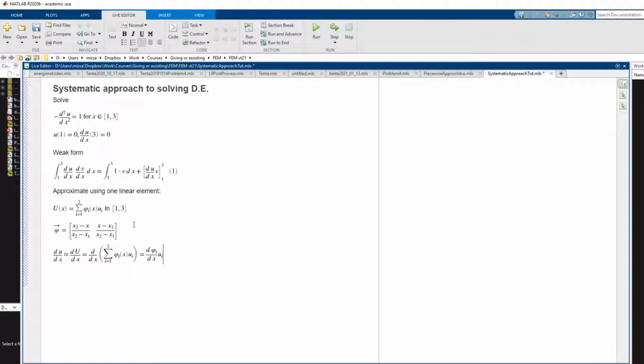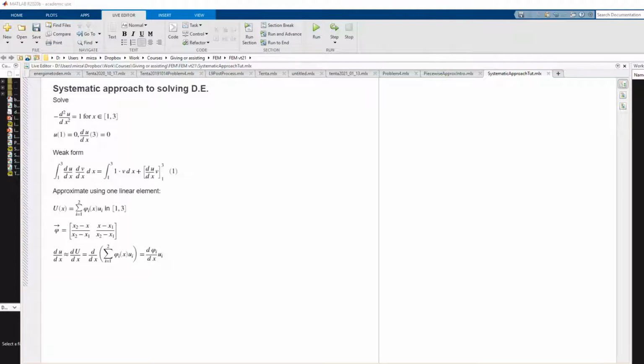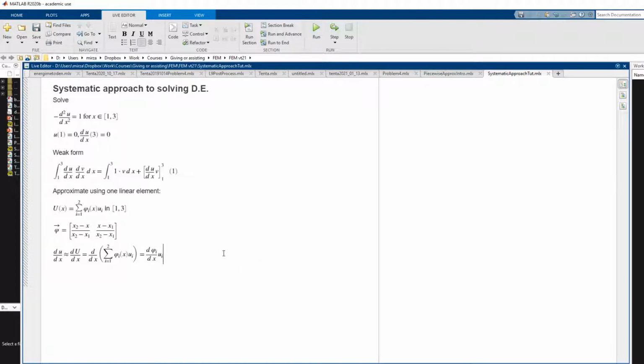Okay, so we have this approximation of the derivative, and our v, our test function, is just going to be replaced using Galerkin with the actual basis function. So that's Galerkin here, replacing v with phi. Alright, we insert the approximation into our weak form here, and we end up with this. So we're just replacing it one to one.